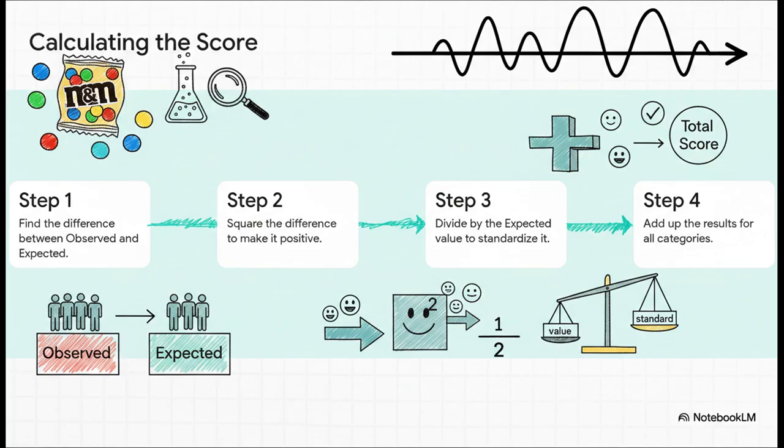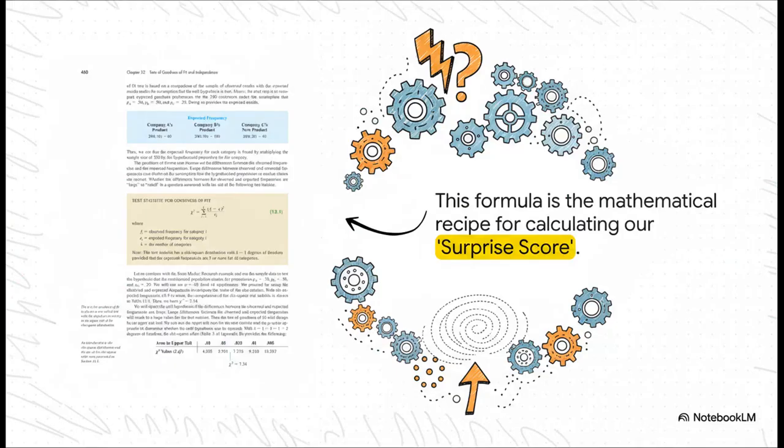1, you find the difference between what you saw and what you expected. 2, you square it, just to make sure the number is positive. 3, and this is the key part, you divide that by the expected number. This kind of puts everything on the same scale. Finally, you just add up all those little results for every color, and that gives you your total surprise score. And there it is. See? Not so bad when you know what it's doing. All this formula is just a formal mathematical way of doing exactly what we just described. It's the official recipe for our surprise score.